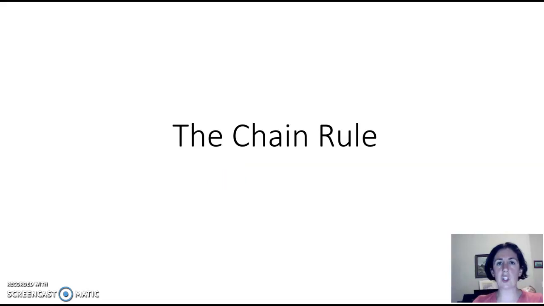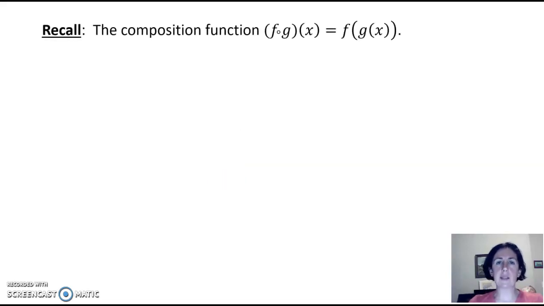Today we're going to talk about the chain rule. So let's recall something from our algebra days. If you recall the composite function, f composed with g of x, that means into the f function you're going to put the entire g function.